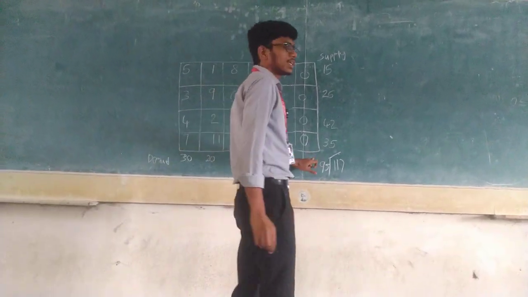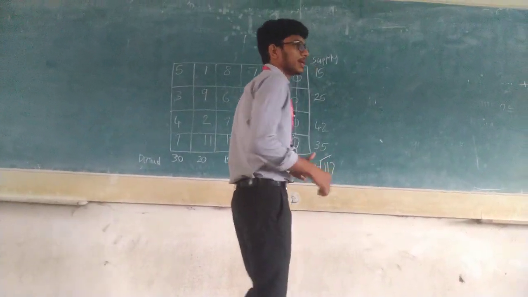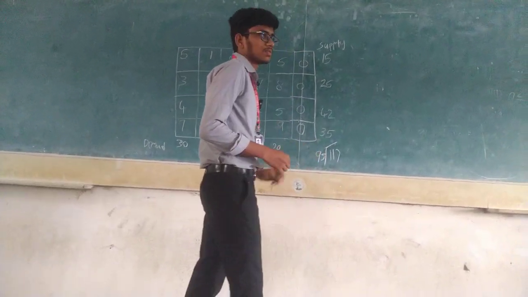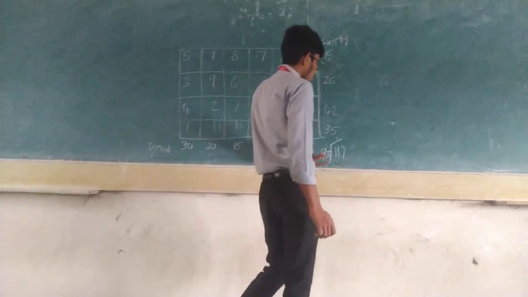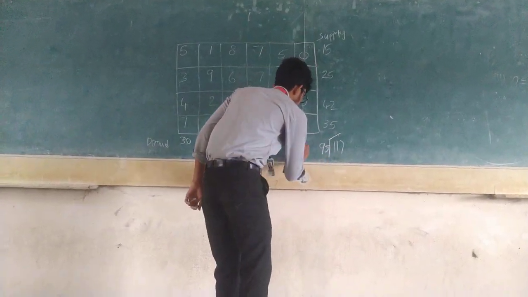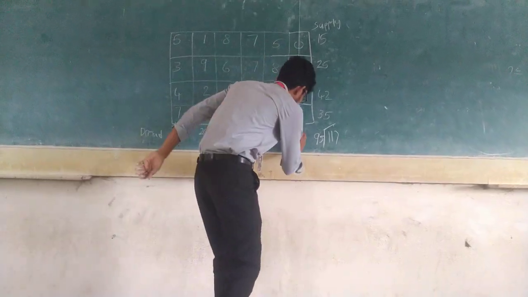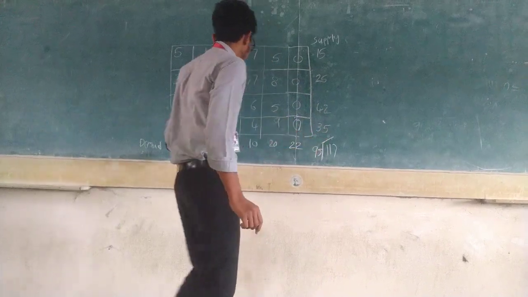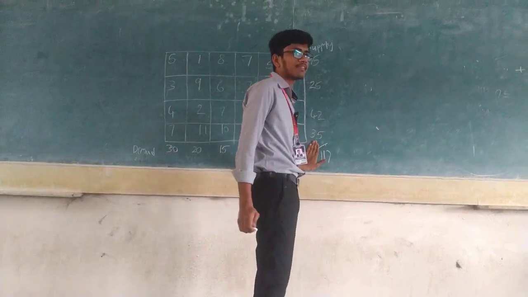How much is the demand less than the supply? 117 minus 95, what did we get? 22. Now when we add it to the demand, the supply and demand both have the same number, 117.